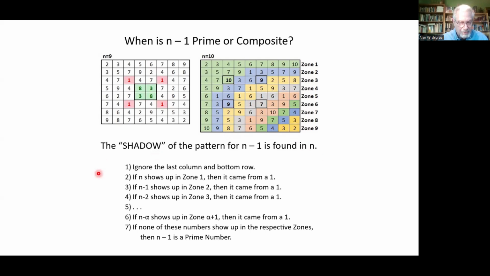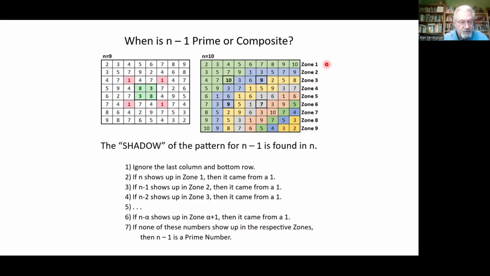So what is the rule? If n shows up in zone 1, then we have a 1. If n minus 1 shows up in zone 2, if n minus 3 shows up in zone 4, then it'll convert into 1. So basically, if n minus alpha shows up in zone alpha plus 1, then it came from a 1. So yeah, let's test that out.